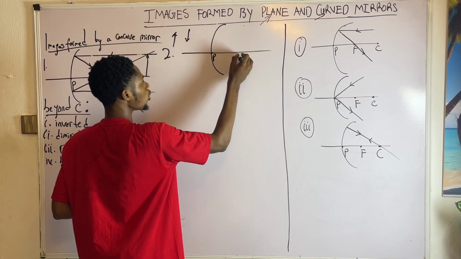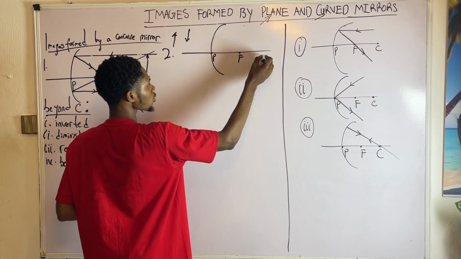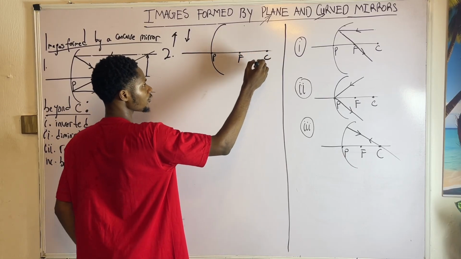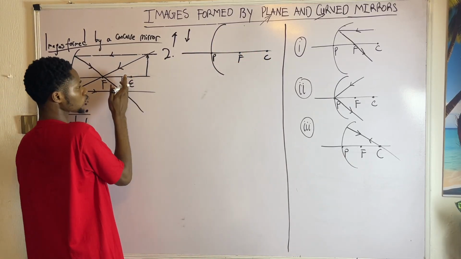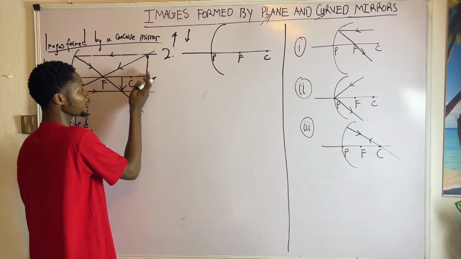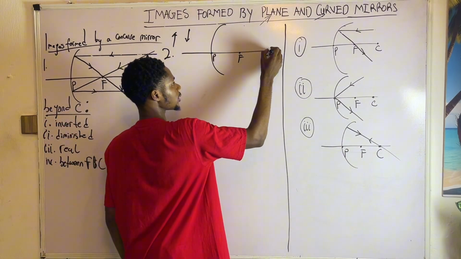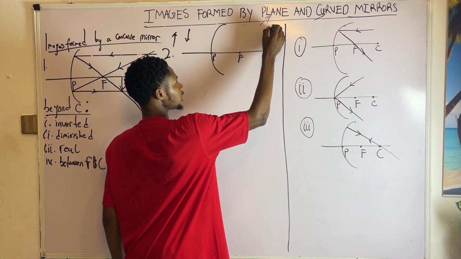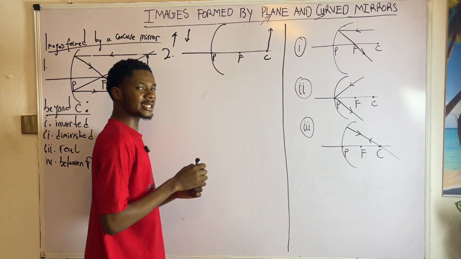Right here, we're having the pole, we're having the principal focus, and we're having the center of curvature. So we have moved the object, not the image, from here to C. This is the object. We apply the same rule again.